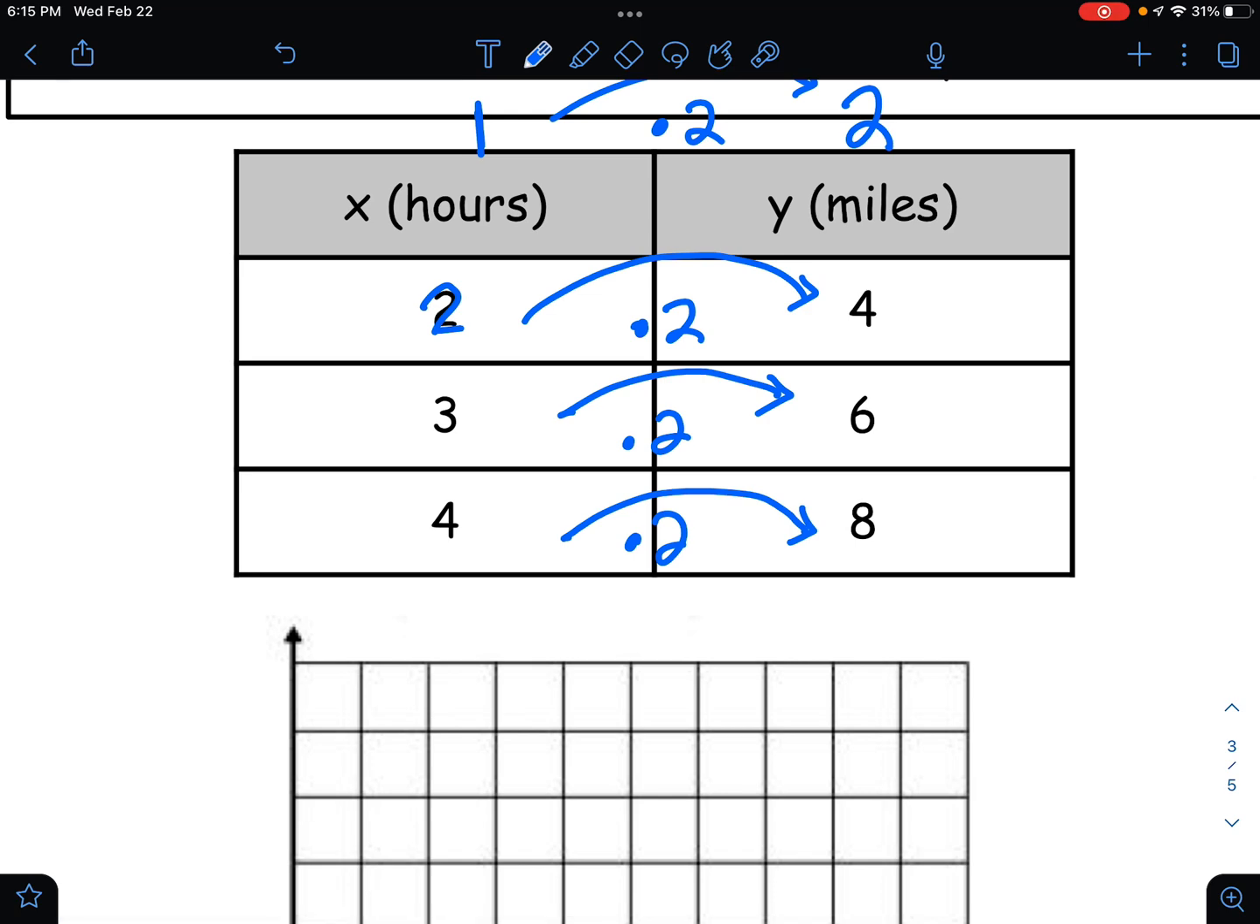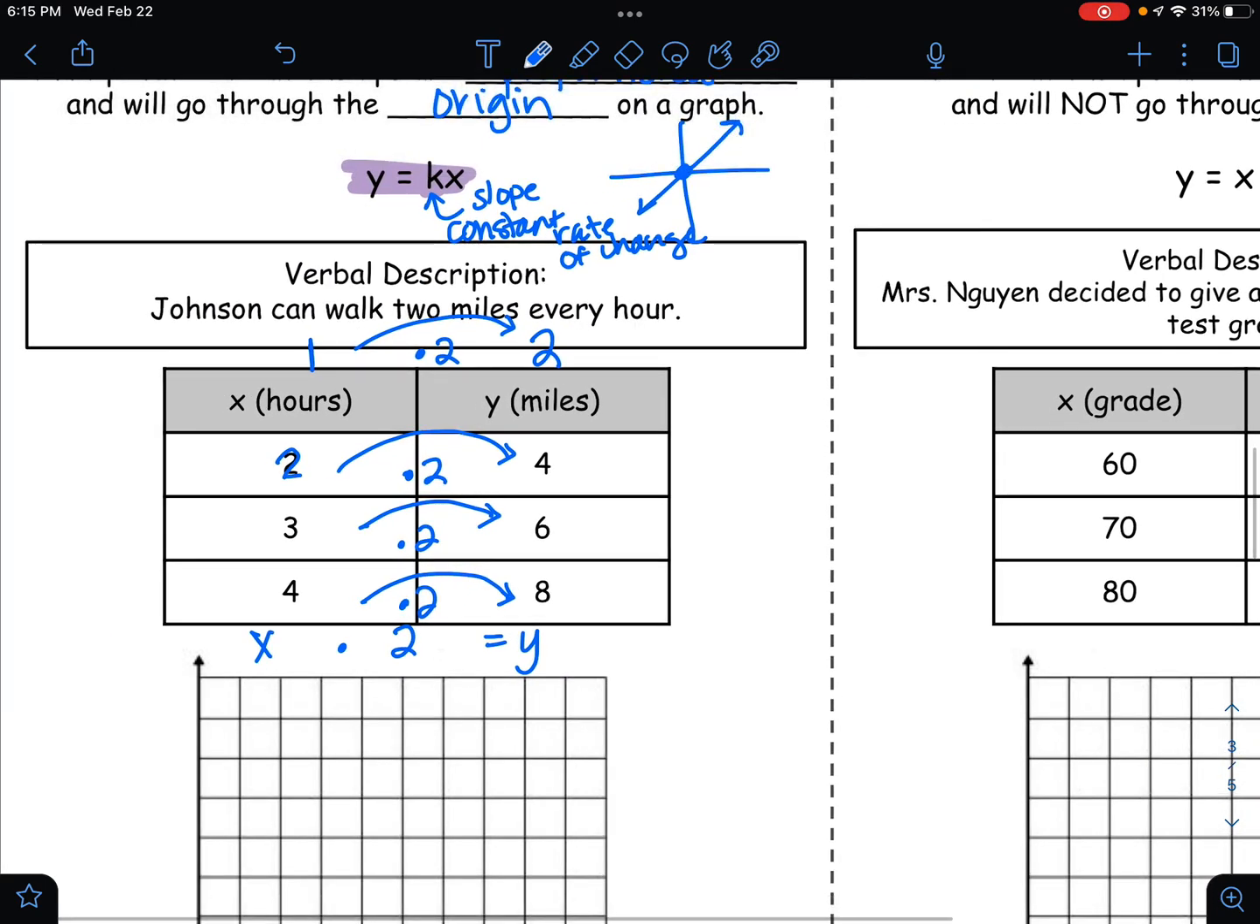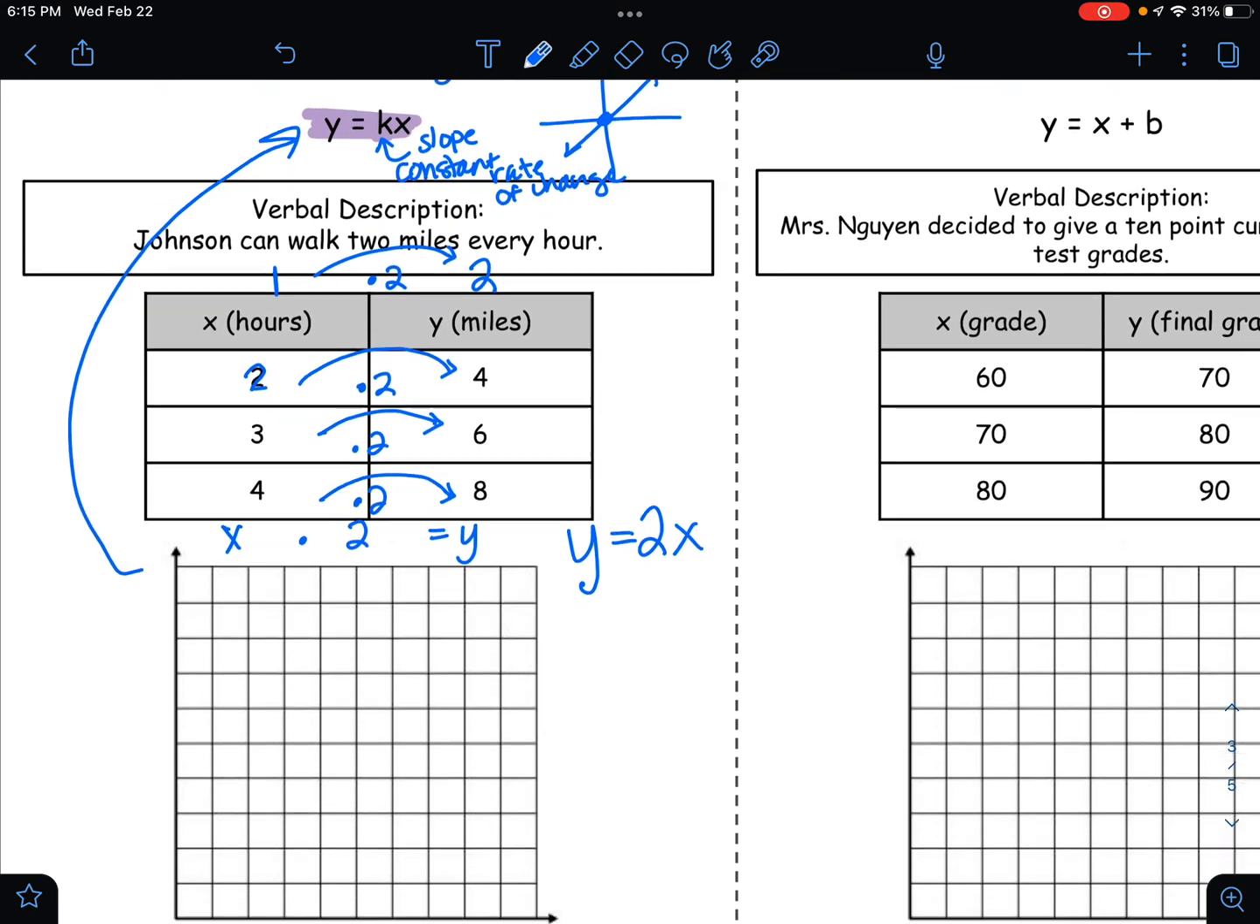Okay, and if we were to write this as an equation, which we're actually going to talk more about tomorrow, we just bring down our x, we bring down our rule, which is times 2, because that's what's happening, and we're going to put equals y. But when we rewrite it in this form right here, y equals kx, we're going to rewrite it to where the y comes first, y equals kx. So this is just 2x, y equals 2x.